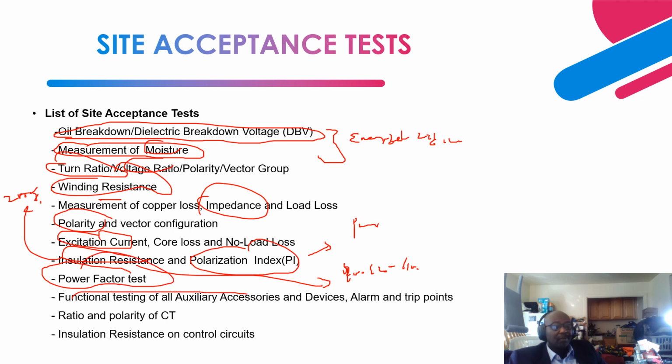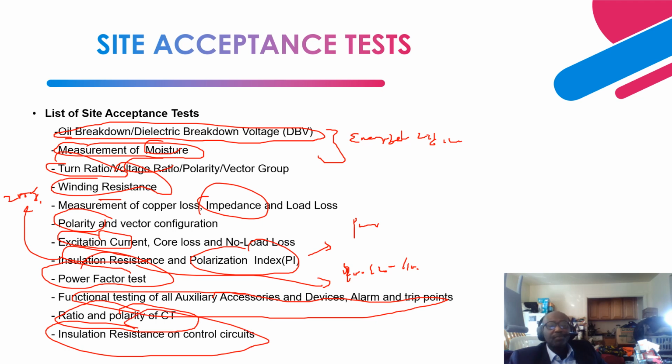And next is the power factor testing. Then functional testing of all auxiliary devices that I explained in the previous slide. Then ratio testing, polarity testing of the CT, then insulation resistance of control circuit.